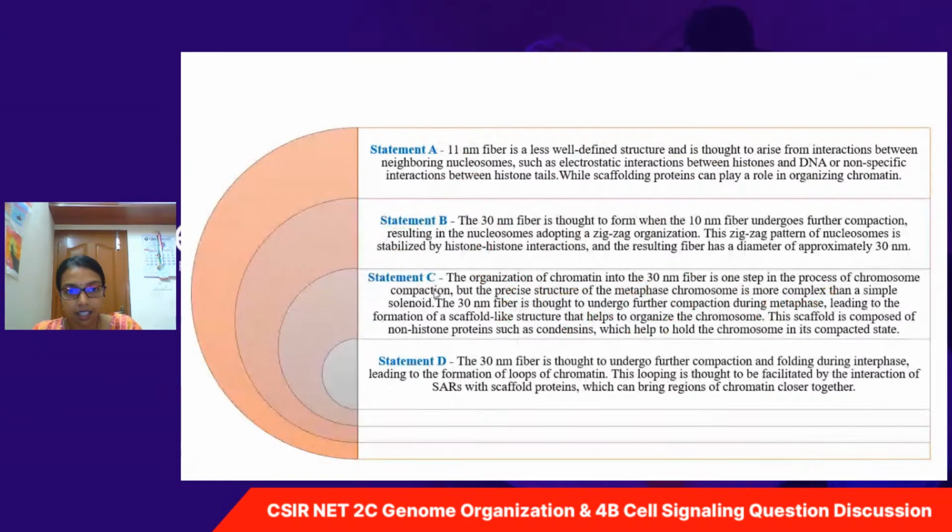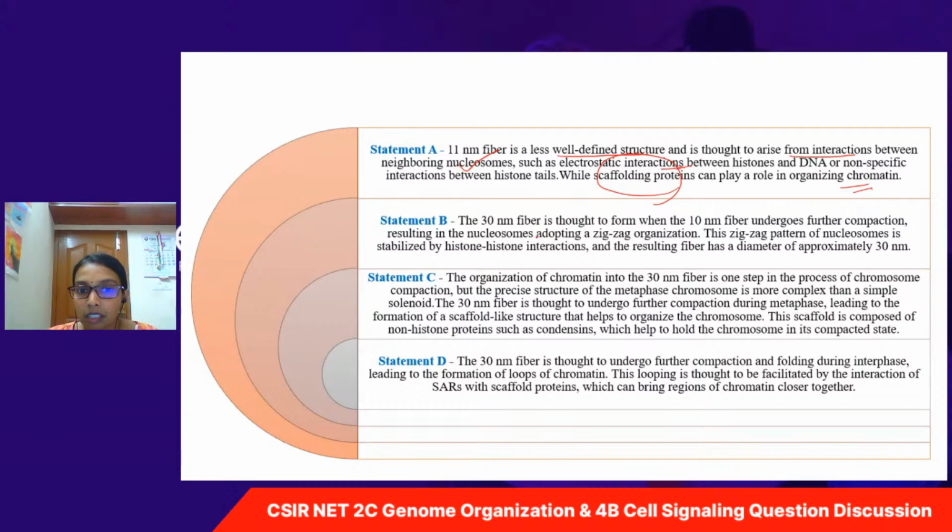Statement A: the 11 nanometer fiber is a well defined structure and is thought to arise from interactions between neighboring nucleosomes, that is, via electrostatic interaction. Scaffolding proteins will play a role, but in the later stages of the organization of chromatin, that is, at the 30 nanometer stage or after it.